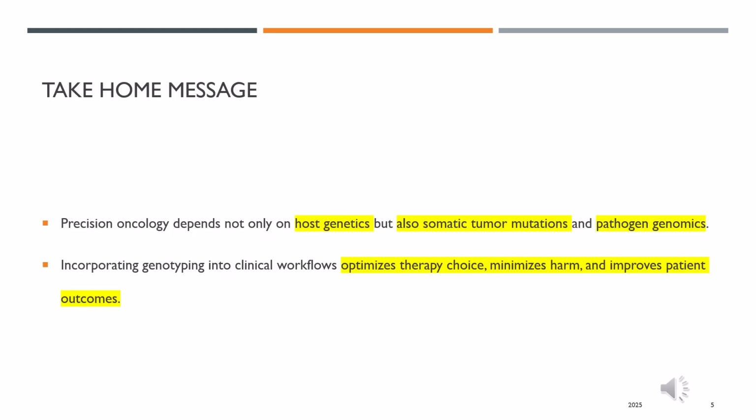To wrap up, here are the key points I hope you'll remember. First, precision oncology isn't just about the patient's own genetic makeup. It also depends on the mutations present in the tumor itself, and in some cases, even the genetics of infectious pathogens. So, we're really dealing with multiple layers of genetic information. Second, when we integrate genotyping into clinical practice, it helps us make smarter treatment decisions. It means we can choose the right drug more confidently, avoid unnecessary harm, and ultimately improve patient outcomes. That's the real power of genotype-guided therapy. It brings personalization to a whole new level.